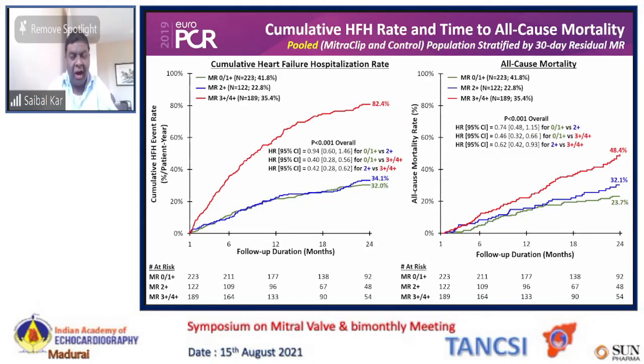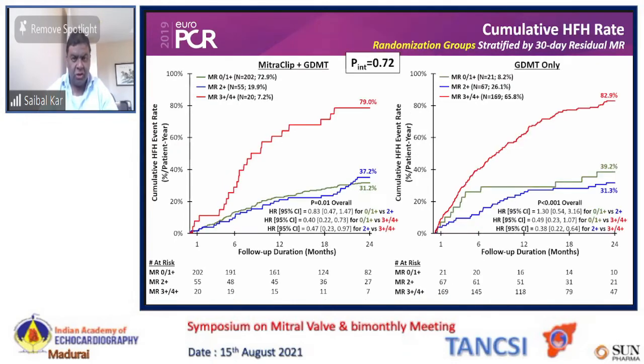So if you look at cumulative heart failure admissions, you can see this is the same thing, that if you're left with 3 or 4 plus MR, you do very badly. But if you're left with 2 plus or 1 plus MR, no difference. So 2 plus or 1 plus, they're almost identical. And similarly in mortality, the 3 or 4 plus is worse. 2 plus and 1 plus are almost identical, though 1 plus is even slightly better. So this is on the randomization groups.